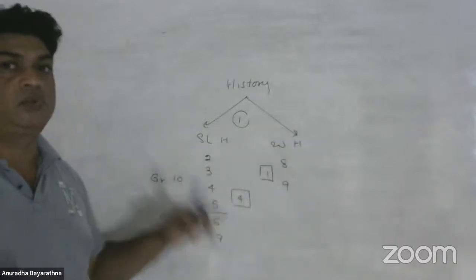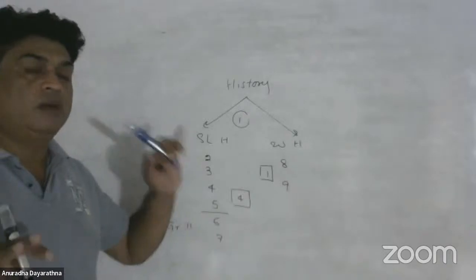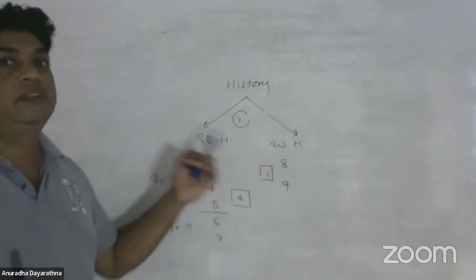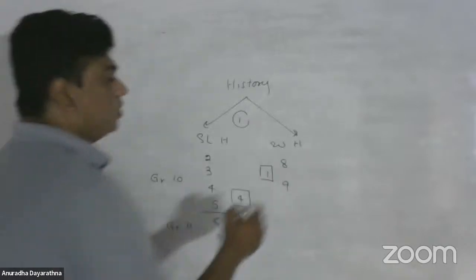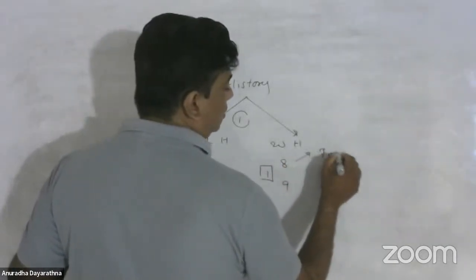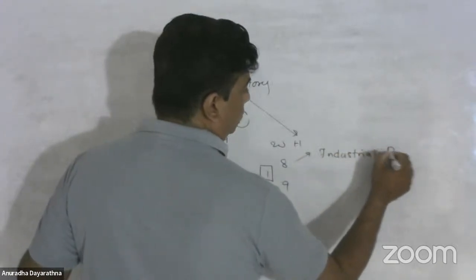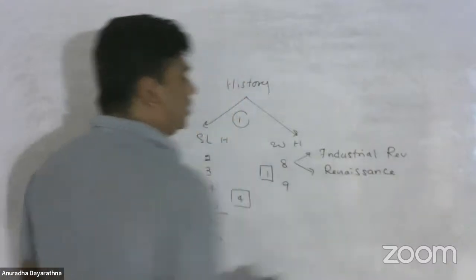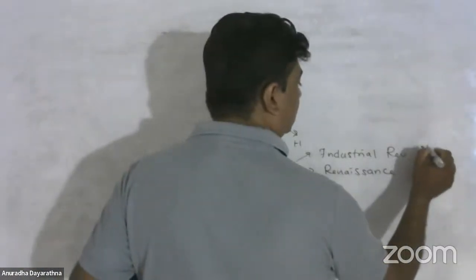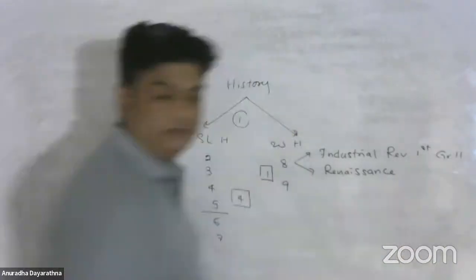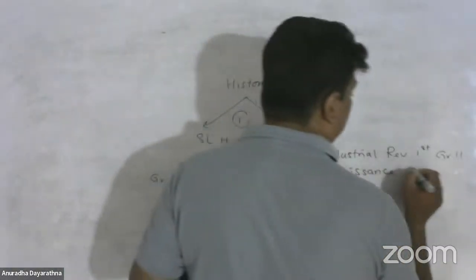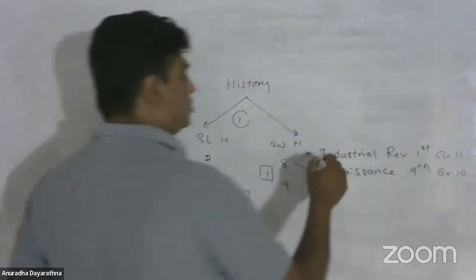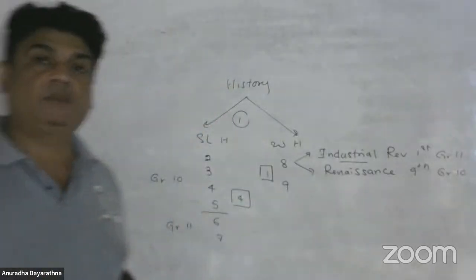Now, today we are dealing with the world history. So I'm going to introduce you one section out of these 4 lessons that normally they can give you world history questions. The 8th question is actually from industrial revolution or Renaissance. Industrial revolution is one of the first lessons of grade 10. Oh, sorry, 11. So grade 11, first lesson. And Renaissance is the 9th lesson of grade 10. So there is a high probability of a question coming from industrial revolution.